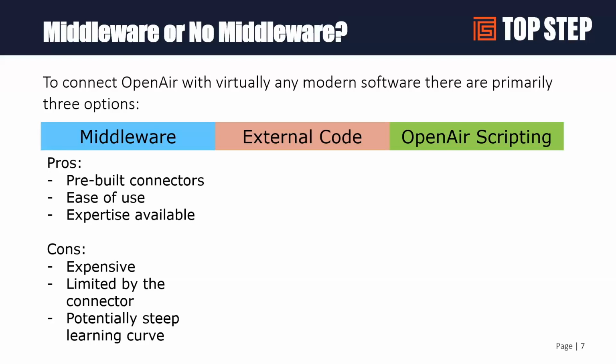The cons, they're usually pretty expensive. This is not usually a cheap solution. They are also limited by those connectors. For example, I know of one tool, I'm not going to put them on the spot, but I know of one tool that provides a connector to OpenAir that doesn't access all of OpenAir's API capabilities. Does not allow you to see everything that OpenAir can do through its API. So you're limited by what that connector allows you to see and do.